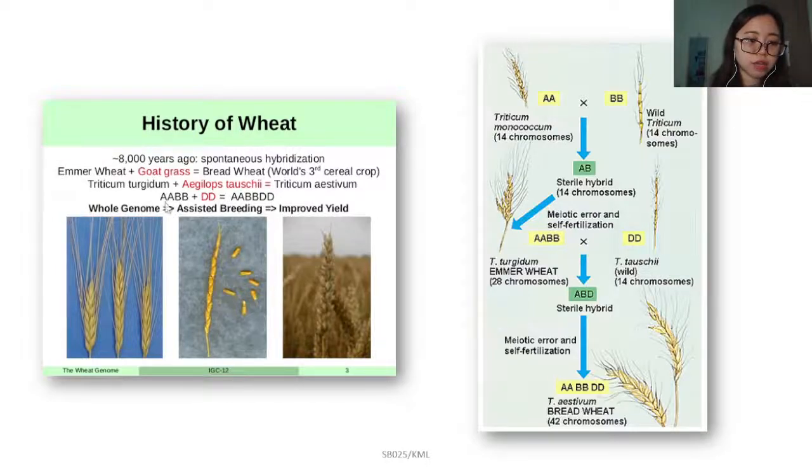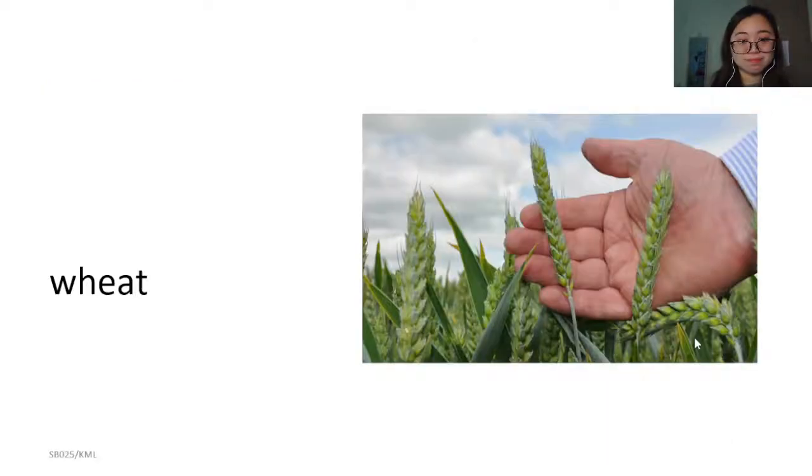So this is kind of a representation of what the alleles look like. The whole genome is then becoming assisted breeding and causes improved yield. So beginilah dia punya diagram untuk tunjukkan hybridization antara gandum asal dengan this wild thing, and it becomes gandum yang kita gunakan untuk buat roti sekarang. Okay. So yeah, this is wheat. That's it. That is the most common example that we will use.